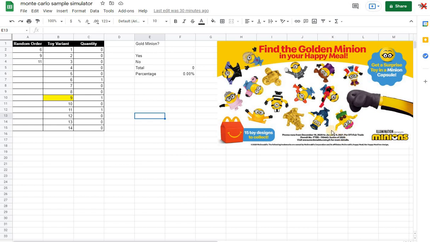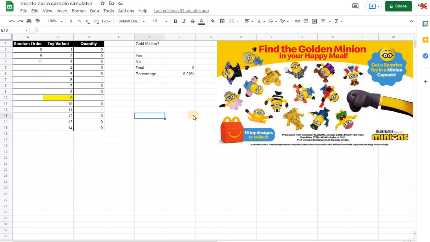Roughly 1 month, and then just by buying the Happy Meal, you would be able to get a random toy. So now our scenario is that we are trying to get the golden minion in 10 trips. Okay, 10 trips of 3 purchases each.